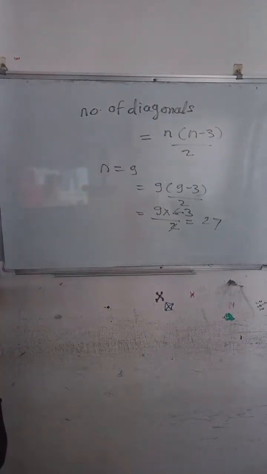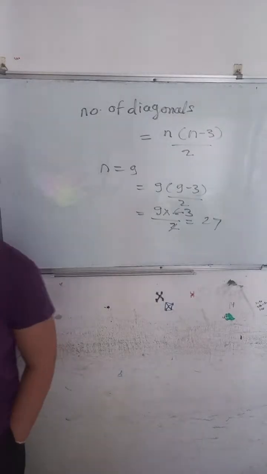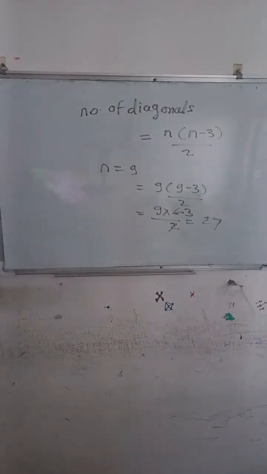So how to find the number of diagonals? Number of diagonals is equal to n(n minus 3) by 2. Understood? Copy up to here.